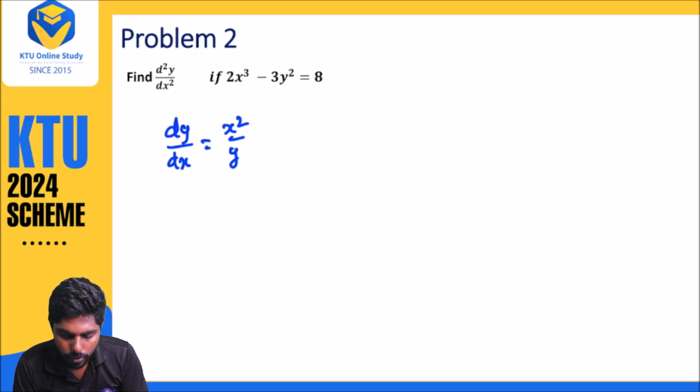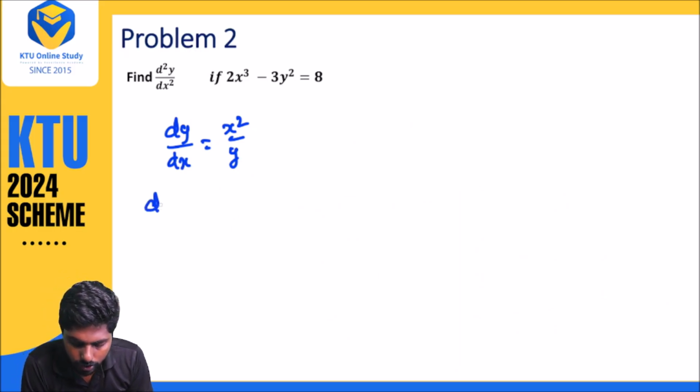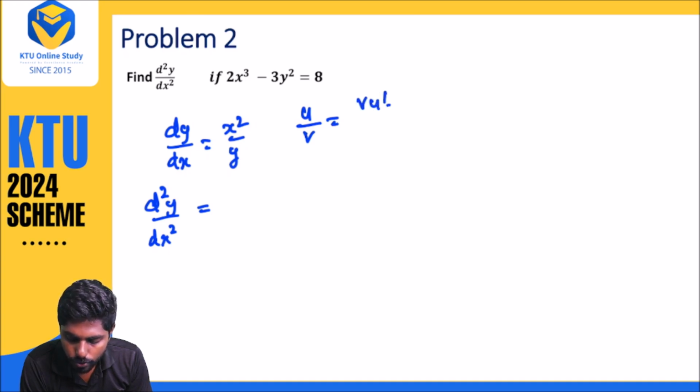So when we differentiate again, what is the u by v formula? It is v u dash minus u v dash divided by v square. Here u is equal to x square and v is equal to y.